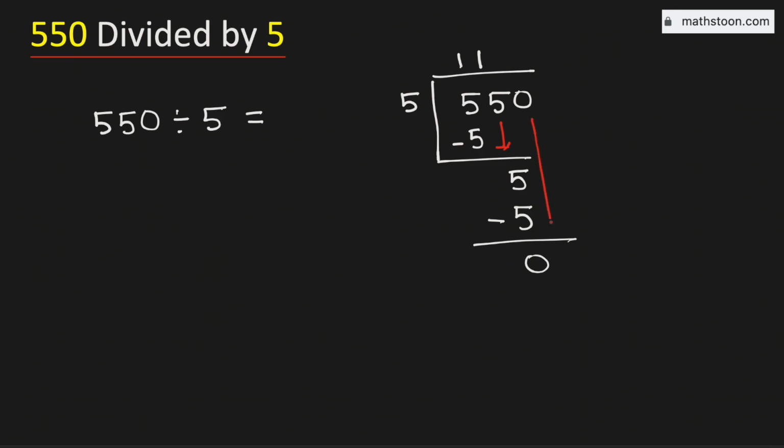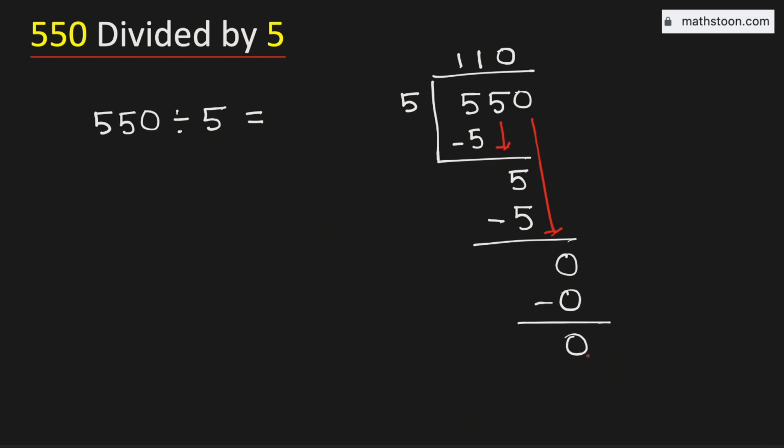So we will bring down this number 0 here. But see that this is the number 0. So again we remove this 0. And we know that 5 times 0 is 0. Subtract, we get a 0.